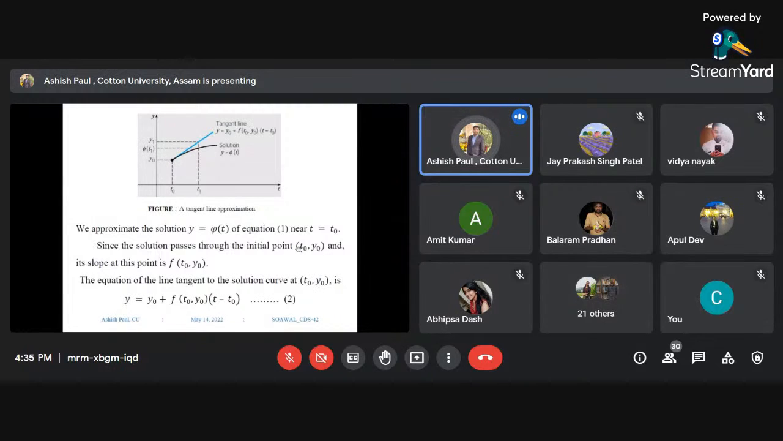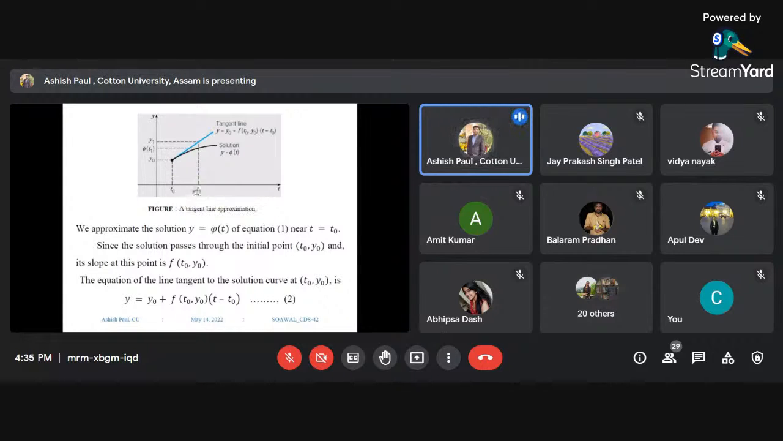So once we know the point and the slope, then we can draw the line. It is the tangent line to this curve at this particular point. So the tangent line is given by equation number 2. Now what is this tangent line about? This is the tangent line of the actual solution curve. At this moment we do not know the solution curve, but we know the tangent at this point of the solution curve.